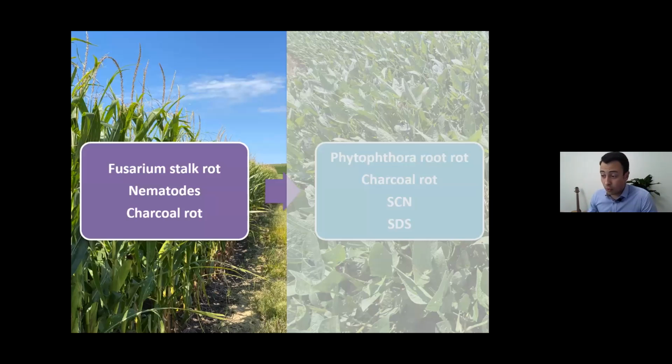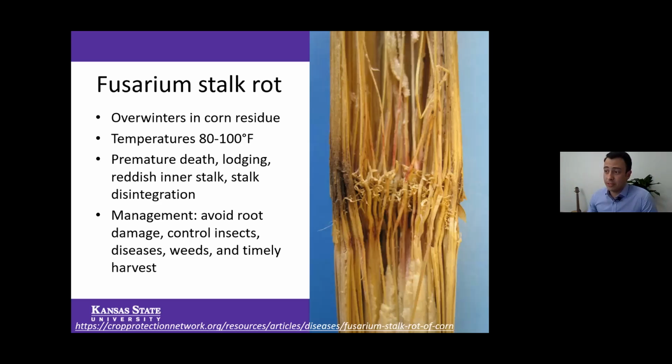So starting with corn, the first one that we're going to be going over here is called Fusarium stalk rot. This disease is relatively easy to identify in the field because when you split that stem, you're going to be seeing this reddish discoloration.